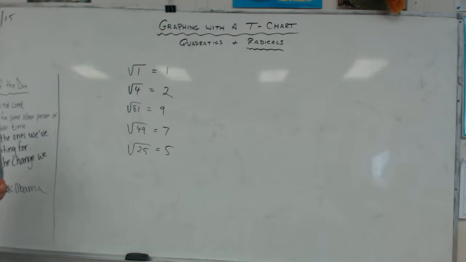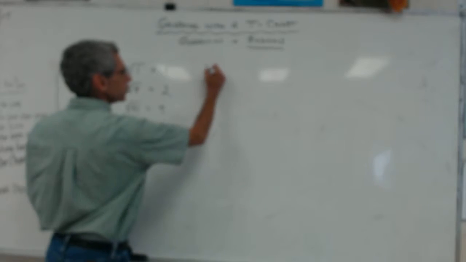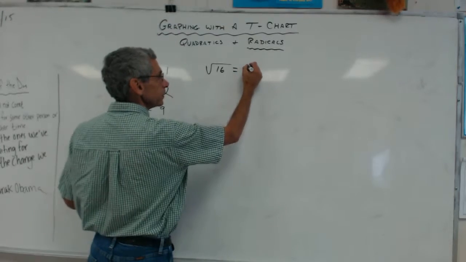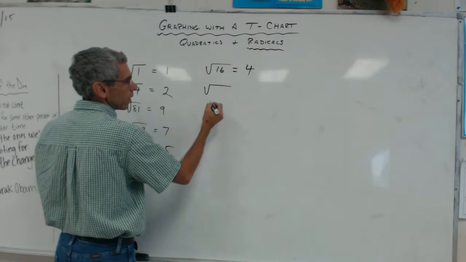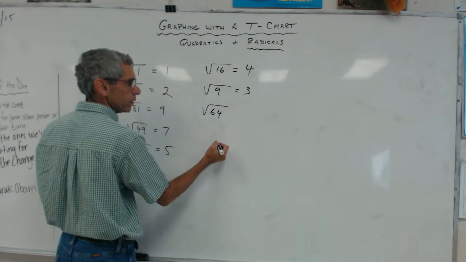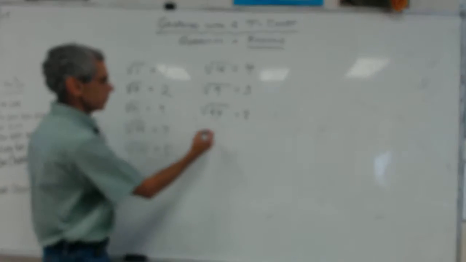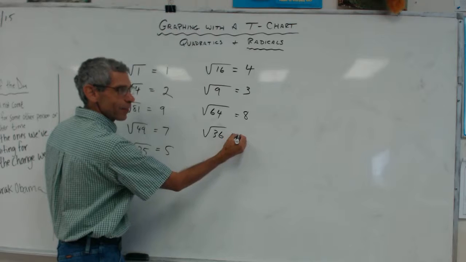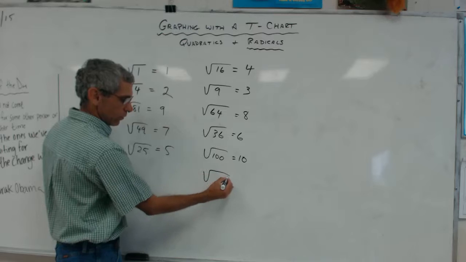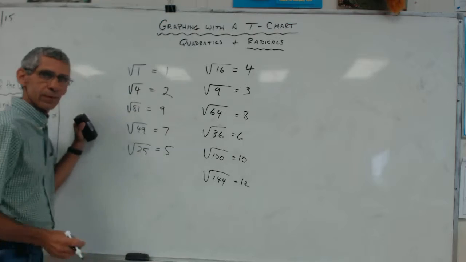Do you get them now? Does it make sense? All right, let's try a couple more. So, square root of 16. 4 times 4 is 16, so 4. The square root of 9. 3. The square root of 64. 8, right? How about this? Square root of 36. 6. How about the square root of 100? 10. What about the square root of 144? 12. Good job.